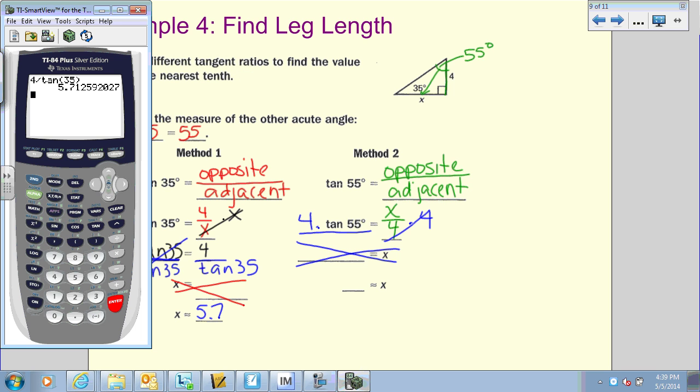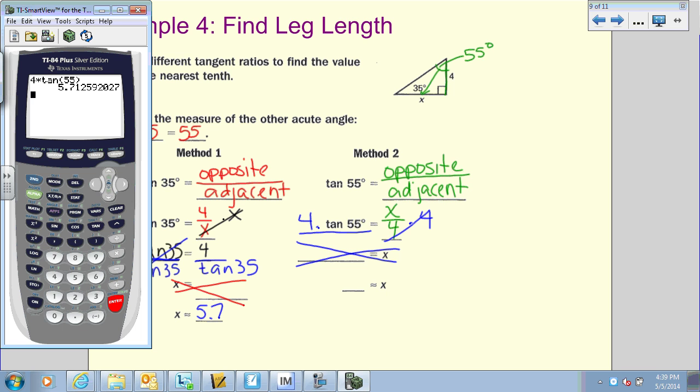We're going to do 4 times the tangent of 22. I'm sorry, not 22. 4 times the tangent, and we're dealing with 55 degrees this time. We hit enter, we get 5.7.